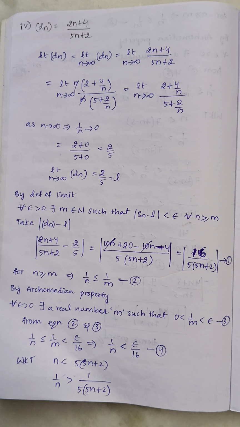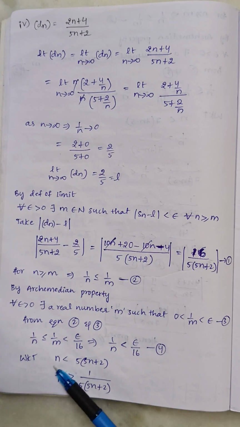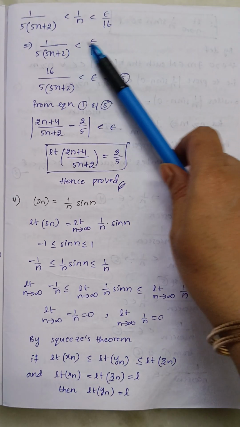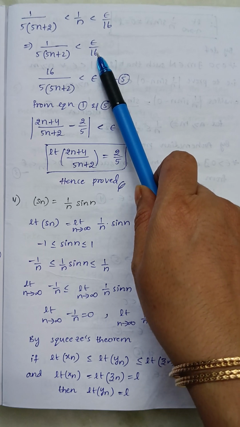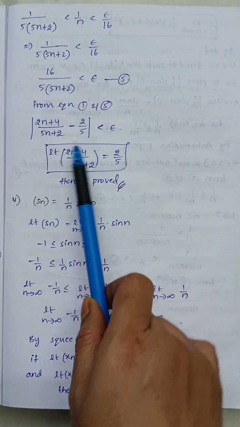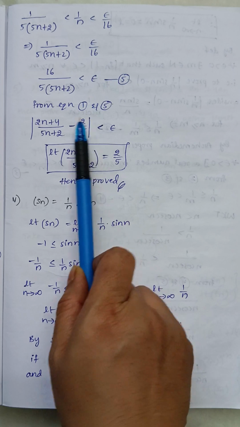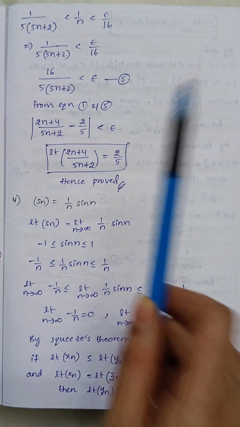Just try yourself. See here. Same process up to here, and compare the denominator here. So we got here epsilon by 16. So take 16 to this side, then 16 by, which is nothing but from equation 1, this is equal to this value, but this value is less than epsilon. So this is obviously less than epsilon. So limit of Sn equals L.